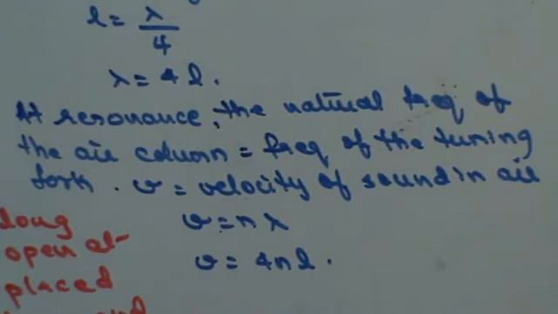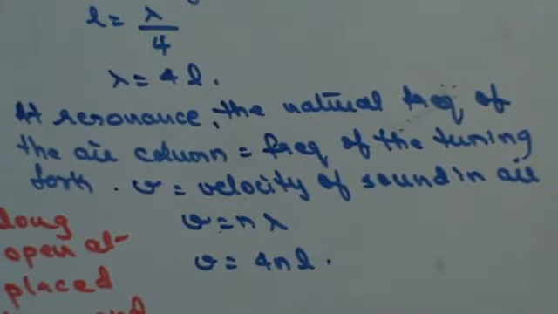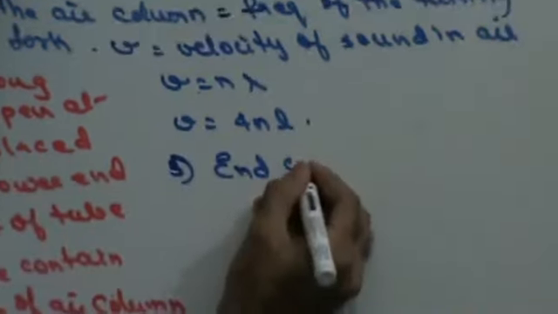Fine. So do we understand how a resonance tube works, right? Next, let's see what are the chances of error in a resonance tube. One of them is called end correction.